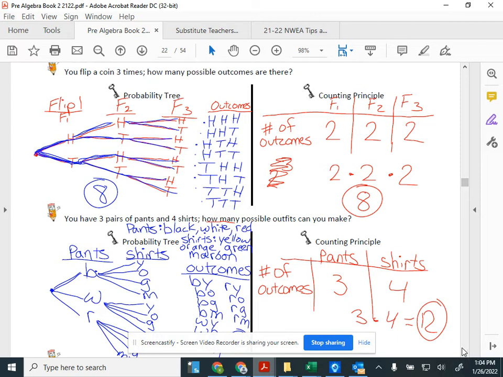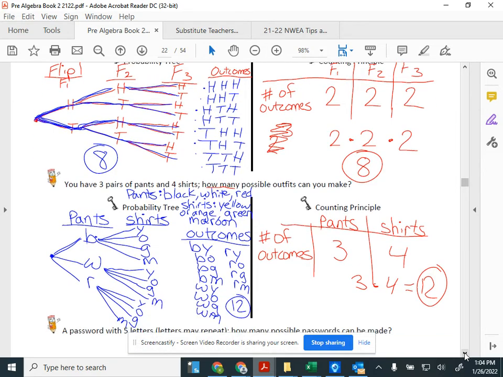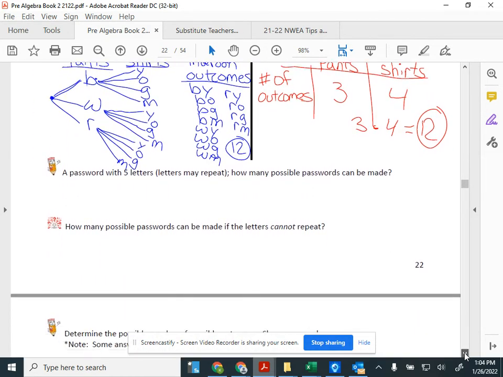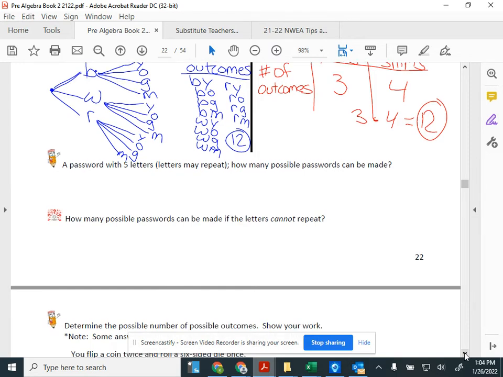Let's look down at the bottom of the page. A password with 5 letters, and the letters may repeat. So think about if you were making a password. We don't want to use words. We want to use random letters. They could end up forming a word, or they could just be random letters. The letters can repeat. And we're going to make a new password, because goodness knows they always want us to change up our passwords, and we have passwords for oodles of things.